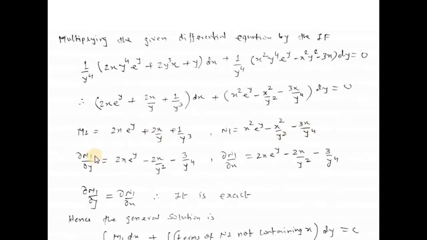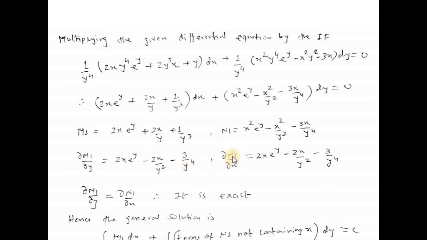Now we will find del M1 divided by del y. So it will be 2x e raised to y, because the derivative of e raised to y will be e raised to y and 2x is constant. Now here 2x is constant and the derivative of 1 by y is minus 1 divided by y square, so here it will be minus 2x divided by y square. The derivative of 1 divided by y cube will be minus 3 divided by y raised to 4.